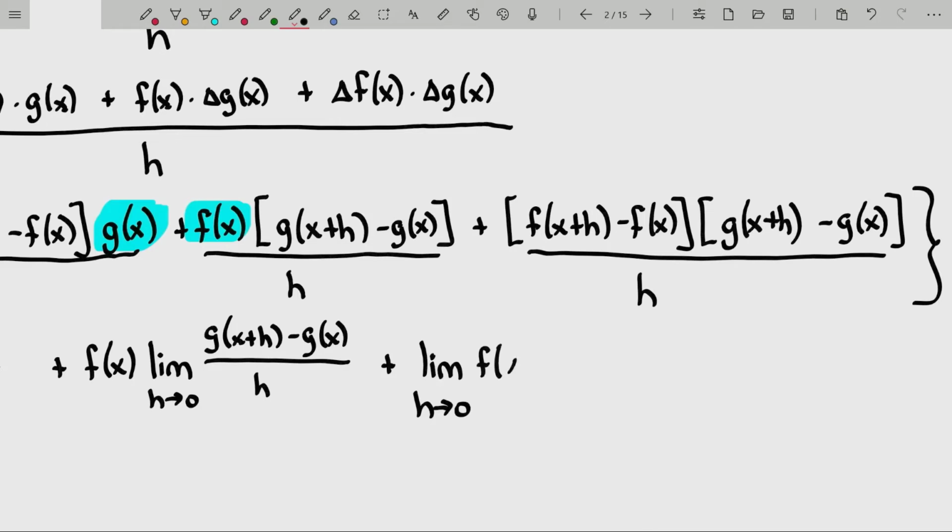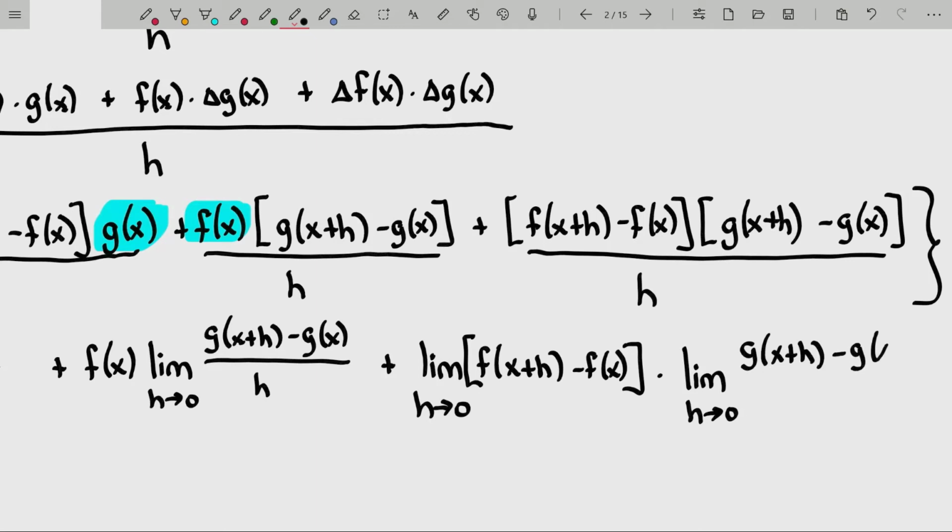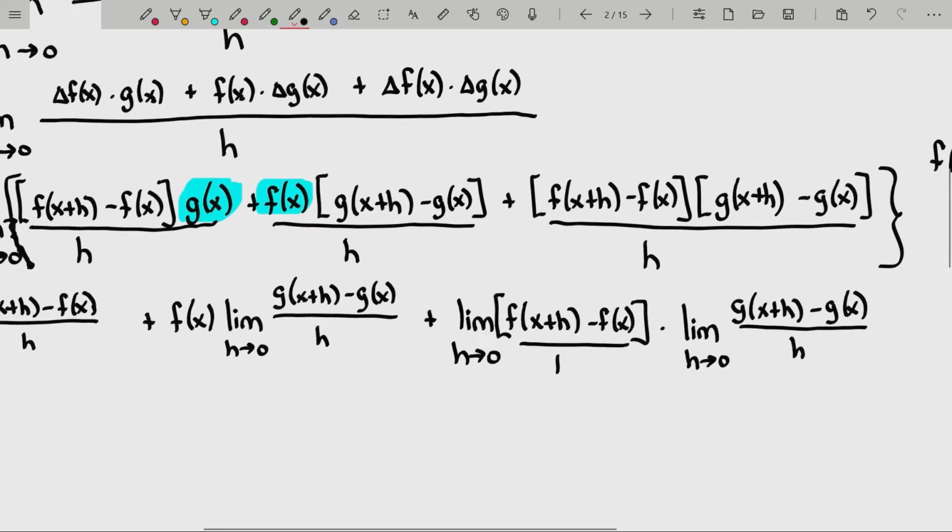I'll do f of x plus h minus f of x times the limit as h goes to 0 of g of x plus h minus g of x. And this one I'll have over h. So I just split this fraction into two different fractions, one being f of x plus h minus f of x over 1, and the other one being g of x plus h minus g of x over h. If you multiply them back together, you get the same thing, so don't worry about it, don't freak out.